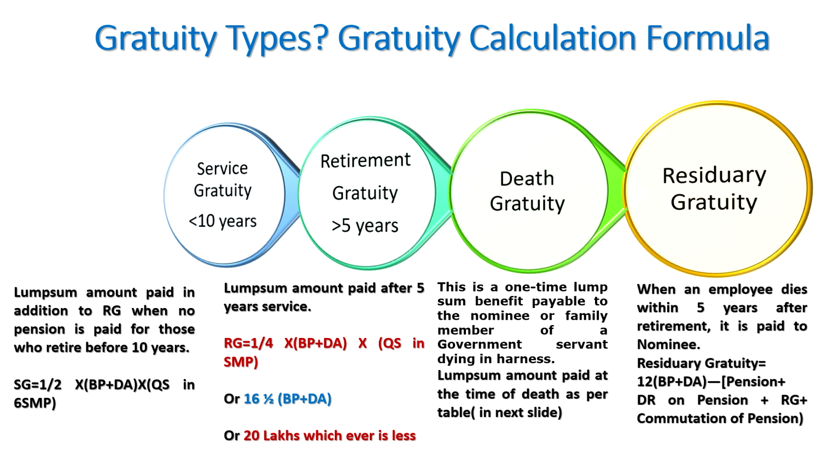So the formula is: residuary gratuity is equal to 12 times of basic pay plus DA at the time of retirement, minus pension plus DR on pension plus RG plus commutation of pension. So that amount, anything that accrues, will be paid as residuary gratuity to the nominee when an employee dies within 5 years after retirement. Sometimes this residuary gratuity may be there, sometimes it may come to 0 also. So such are the 4 different types of gratuities.